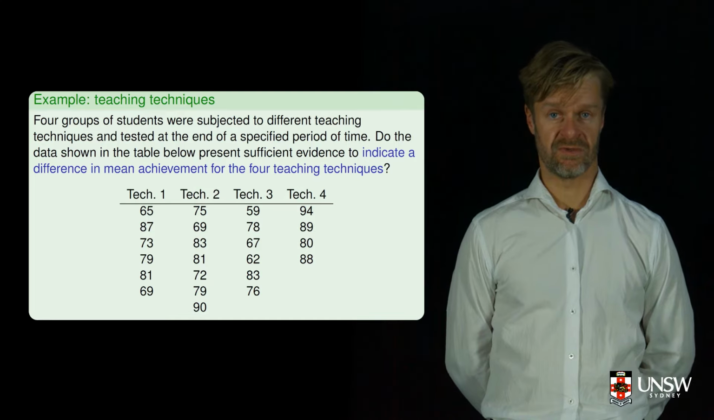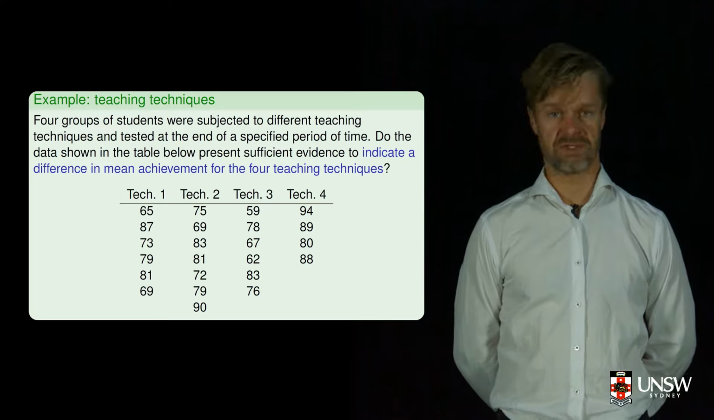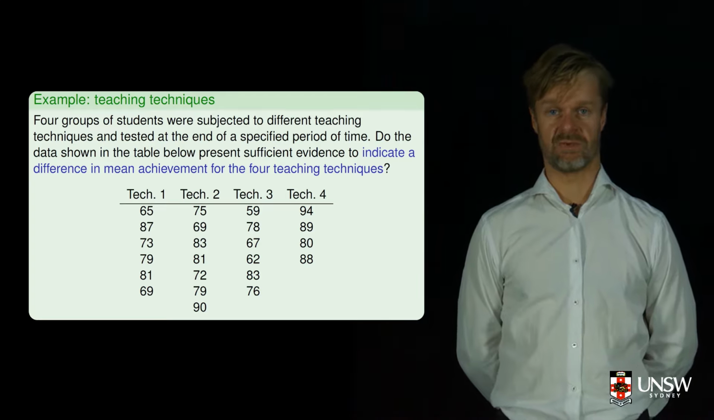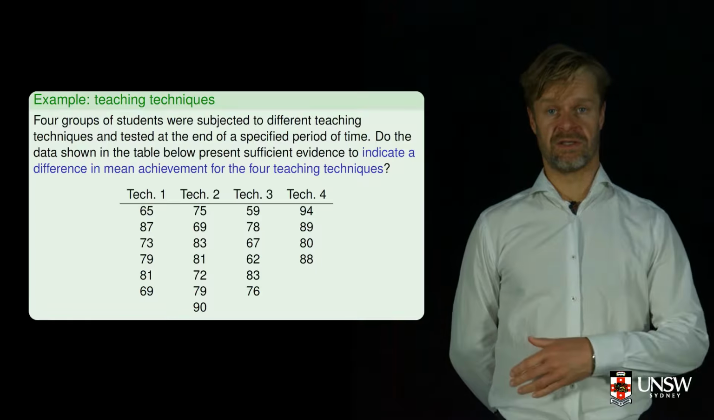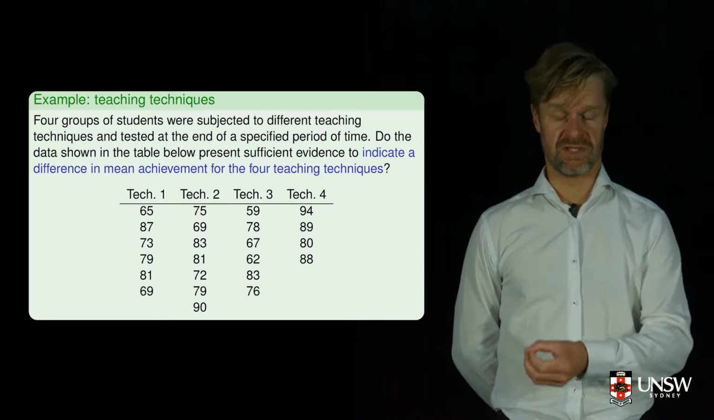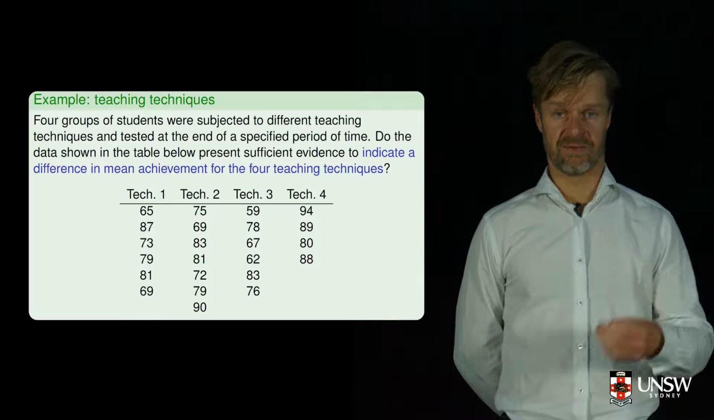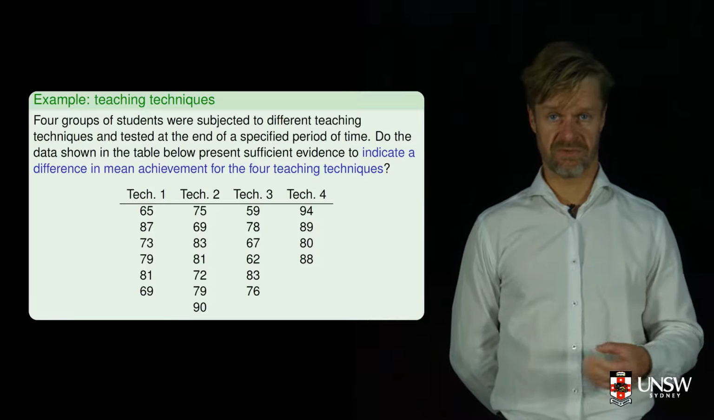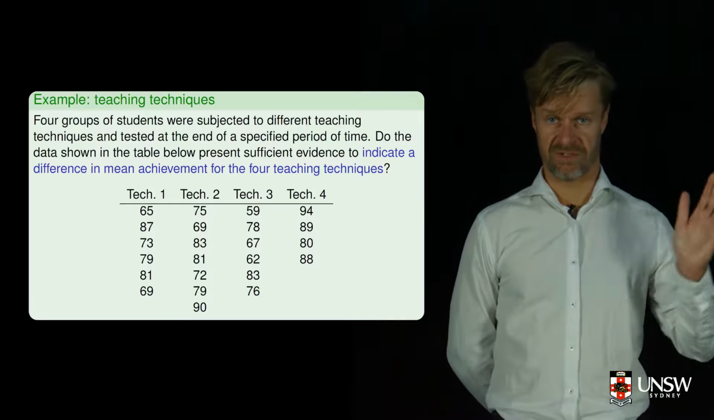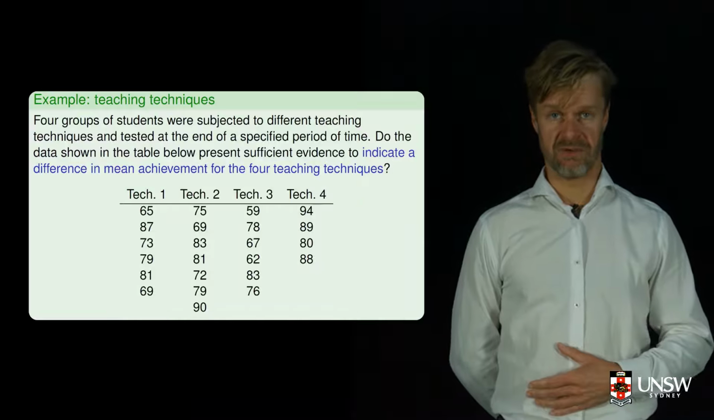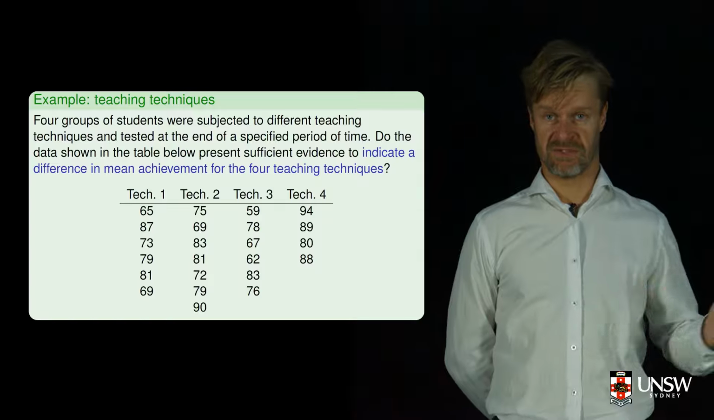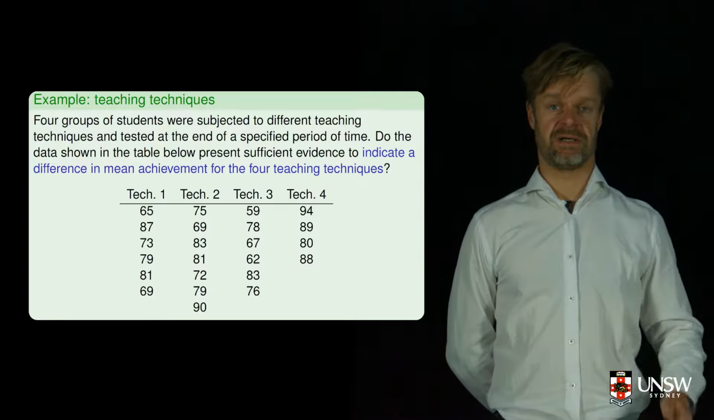Here's an example. You've got four groups of students, and we've got a bunch of different teaching techniques, and we want to know which one is the most effective. The teaching technique is applied separately to a bunch of different students. There's teaching techniques 1, 2, 3, and 4. After a specified period of time, we then give them a test and compare their marks to see which one was most effective.